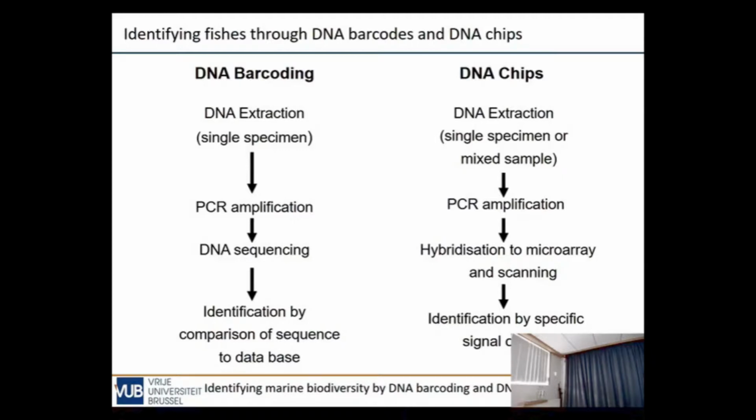You also need, first of all, this database with reference organisms and their sequences. Then you design the probes, you put them on the array, and when you want to identify specimens, you also make a DNA extraction, again of single specimens, but you can also take mixed samples. You make a PCR amplification. This is still necessary to attach the fluorescent dye. And then you hybridize it to the microarray, you scan it, you read out the signal, and then you can see at which spot, at which probe the PCR product has hybridized, and then you can identify the species.